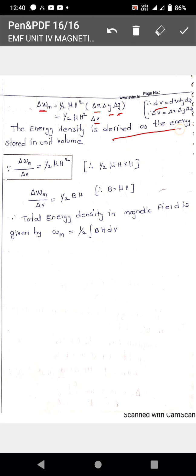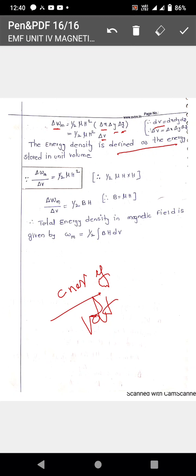The energy density is defined as energy stored per unit volume. Total energy stored divided by total volume gives energy density, or total differential volume energy divided by differential volume, that is half mu H square. Therefore delta Wm by delta V equal to half BH we can write. Since B equal to mu H, we can substitute B in place of mu H. How are we getting this half BH? Since half mu H into H, we can write mu H as B. Therefore, we can write half BH.